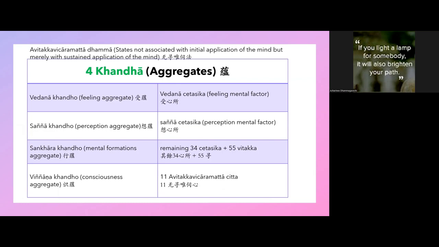Vedana cetasika is classified under vedana khandha, feeling aggregate. Saññā, perception, is classified under saññā or perception aggregate. The remaining 34 cetasika, so 36 minus vedana and saññā gives 34, plus the 55 vitakka are classified under mental formations aggregate. And the 11 chitta, the 3 rupavachara and the 8 lokuttara chitta, are classified under consciousness aggregate.